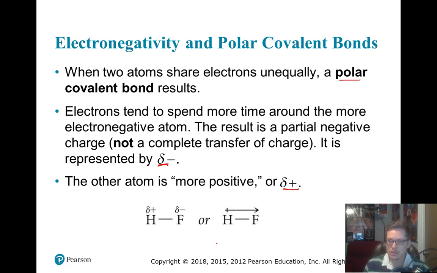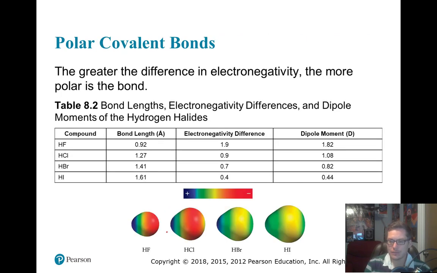So these are the two ways that we have to represent what's happening in our molecule: what side's positive, what side's negative. We can use one or the other or both. Now, polar covalent bonds: the greater the difference, the more polar it is. You can see just from the colors here that hydrofluoric acid is more polar than hydrochloric acid, which is more polar than hydrobromic, and more polar than hydroiodic.